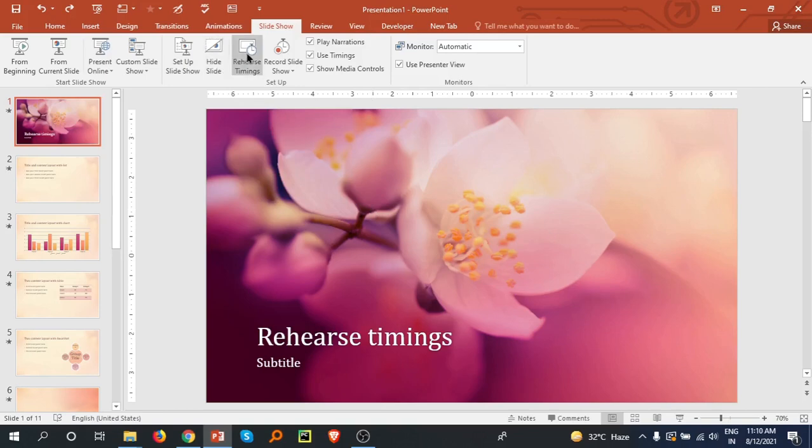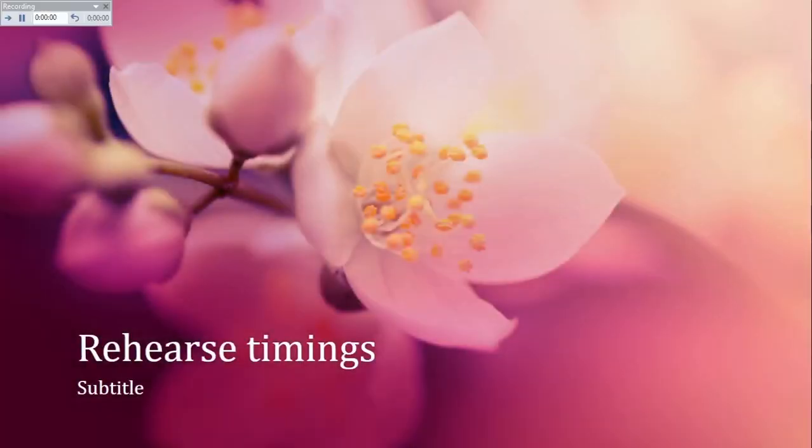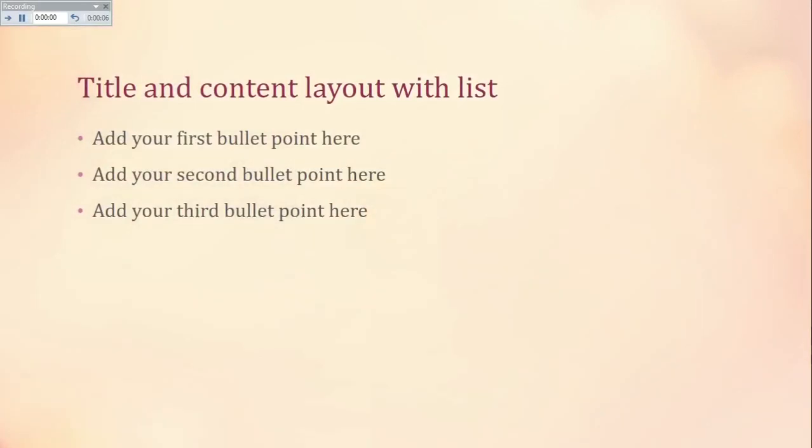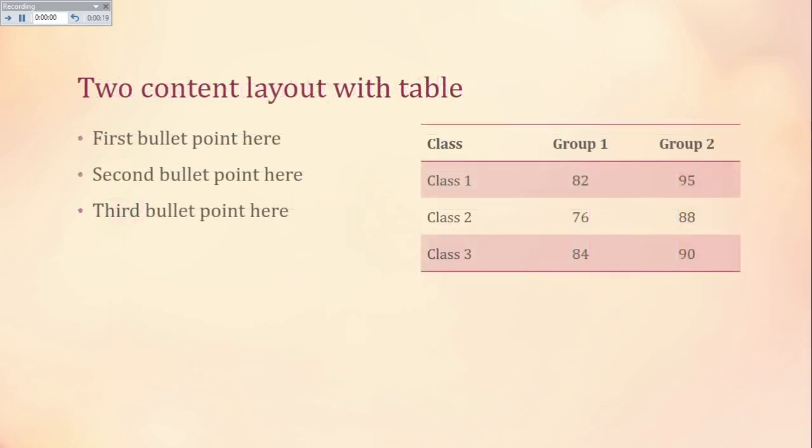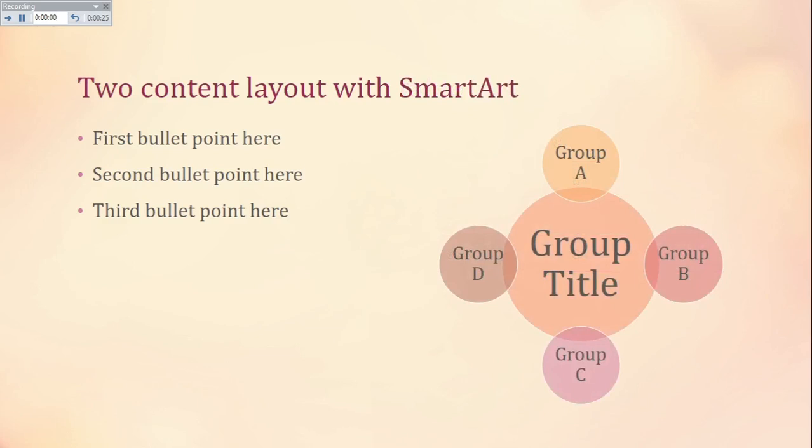Now I am going to click on Rehearse Timings, and here I am in slideshow mode, and here is the second counting. So this is my first slide, and now I am going to the next slide, Title, Content, and Layout. This is my first bullet point, second bullet point, and third bullet point, and this is my title and my chart, category 1, category 2, category 3, category 4. And this is my fourth slide, two content layout with table, class, group 1, group 2. And this is my third slide with SmartArt. And now I am going to exit.